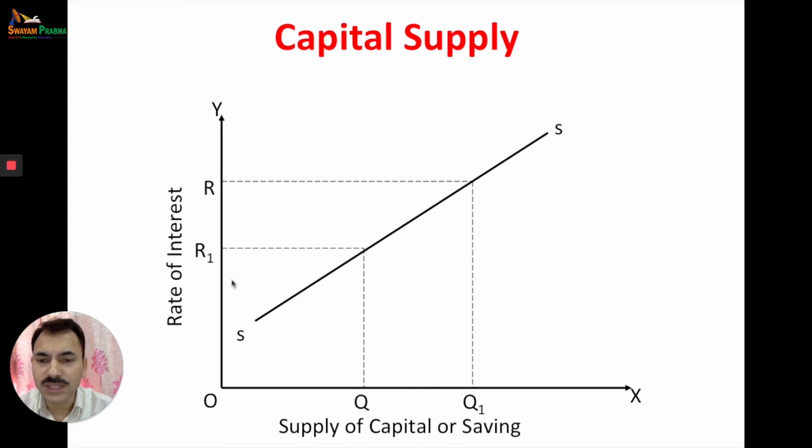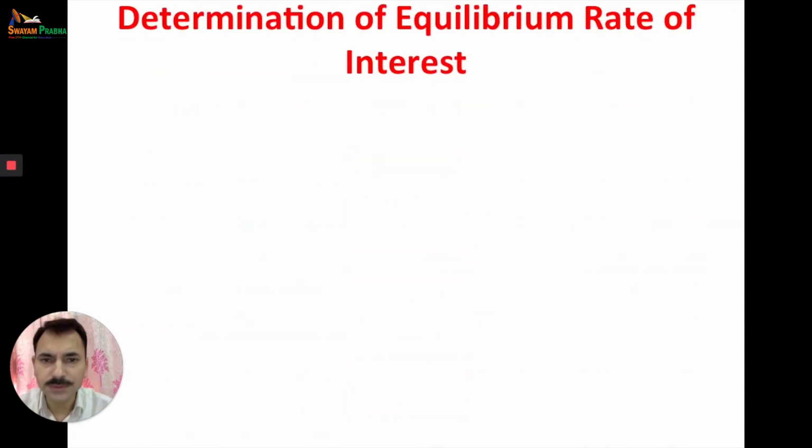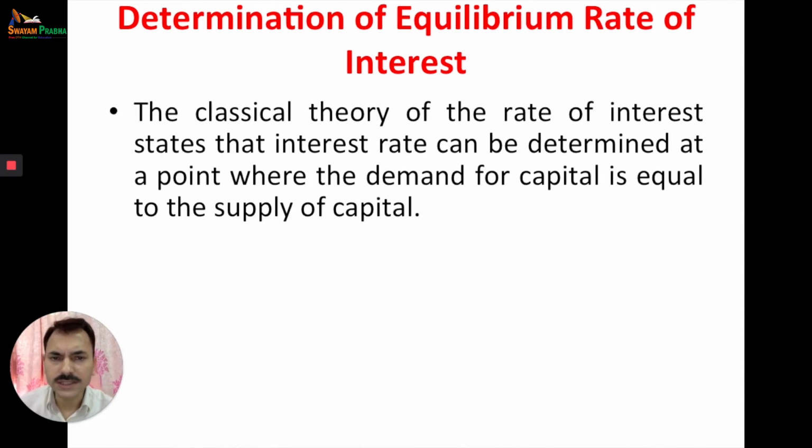And suppose if the rate of interest decreases, then the supply of capital will also decrease. So there is a positive relationship between rate of interest and supply of capital according to the classical theory. Now, determination of the equilibrium rate of interest. The classical theory of rate of interest states that interest rate can be determined at the point where the demand for capital is equal to the supply of capital.